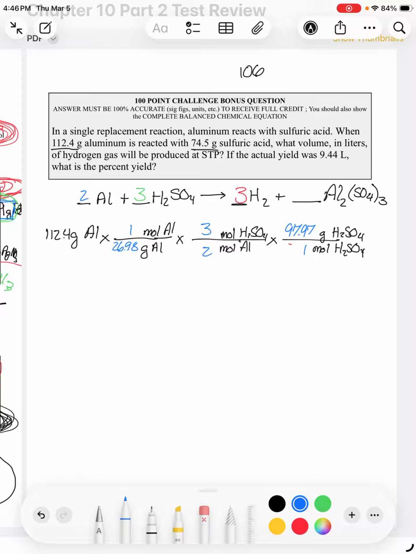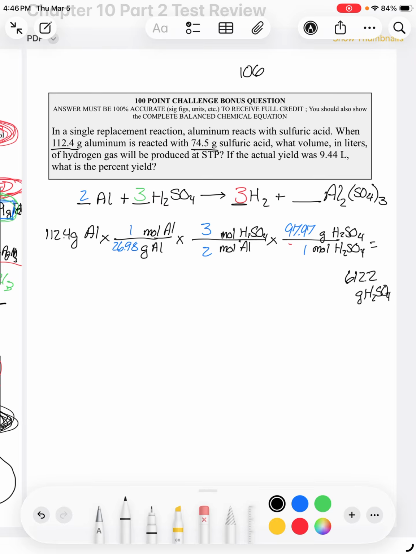After that, we'll go ahead and convert this into the grams of sulfuric acid. So once we do that, it's going to be 112.4 times 3 times 97.97 divided by the product of 26.98 times 2. That should give us 612. Let me write it down here. 612.2 grams of sulfuric acid.